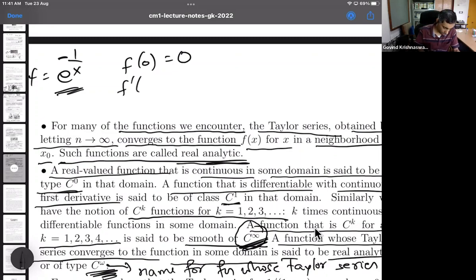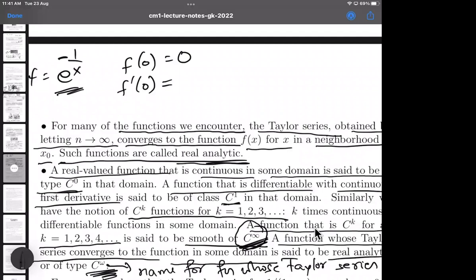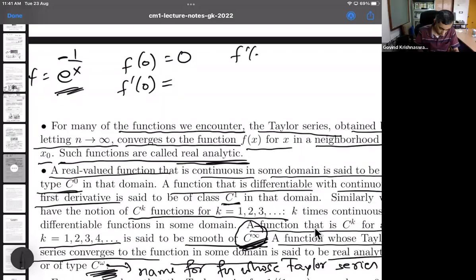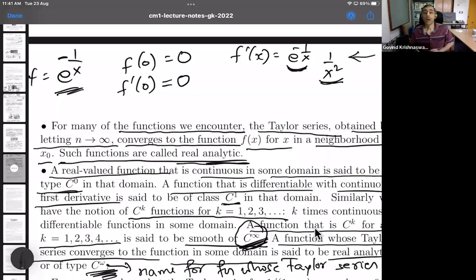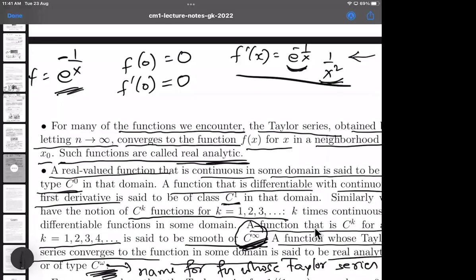What is f prime of 0? I'm computing the Taylor series, so I need to compute f prime of 0. You compute the derivative, right? You differentiate this thing, you will get some 1 by x squared times e to the minus 1 by x. Are you okay with that? F prime of x is equal to e to the minus 1 upon x times the derivative of that, so you'll get 1 upon x squared, right? What is the limiting value of this quantity as x goes to 0? This coefficient will go to 0 much, much faster than this thing diverges. So I hope you will agree with me that f prime of 0 is 0. I invite you to compute this limit. Please ask if you are not clear.